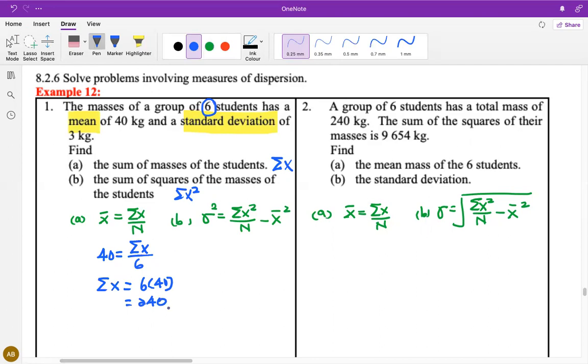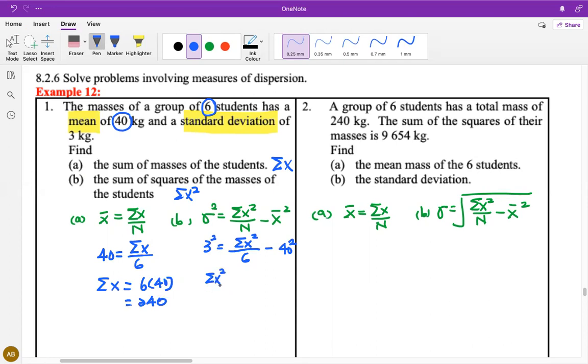Right, so we have our sum of masses of the students. Then for the second, we want to find the sum of the squares of the masses of the students. So we need to use standard deviation, and we use the formula for variance. This is sigma squared, meaning standard deviation squared. It's given 3, so we substitute in 3 squared. This one we don't know, and we know our n is 6, and our mean is 40, so 40 squared.